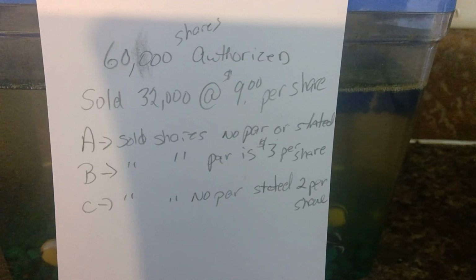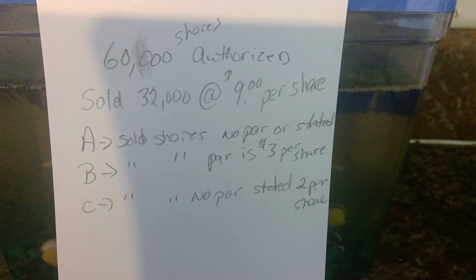So if you look at the problem, Part A has no par or stated. So that's going to be the equivalent of what we did for face value when it came to a bond payable, because your cash is going to equal your common stock. Okay? So that's an easy one. Now let's move on to letter B.